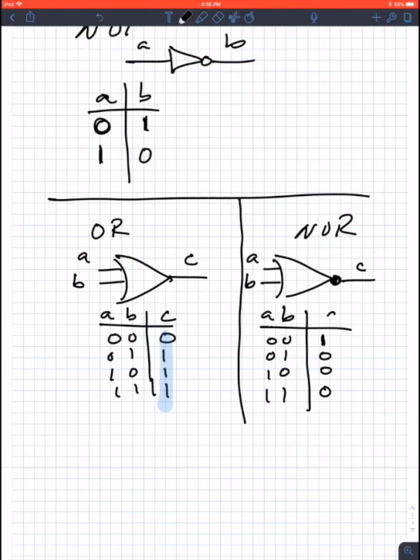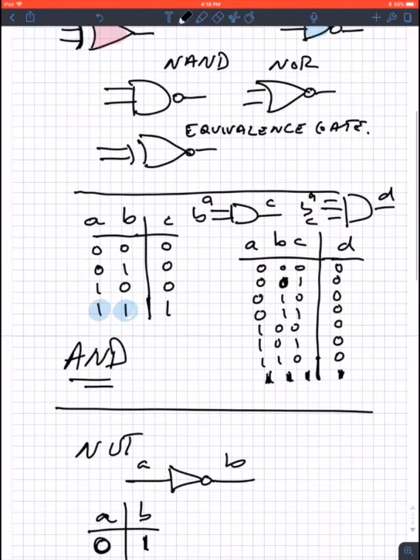You can do the same thing for a NAND gate. You come up here and you would flip the output, and so for a NAND gate, the output would be 1, 1, 1, 0.